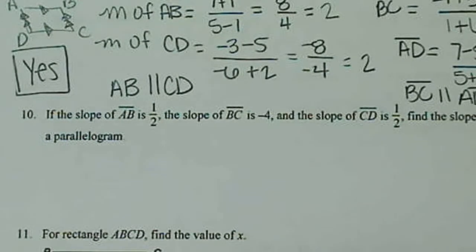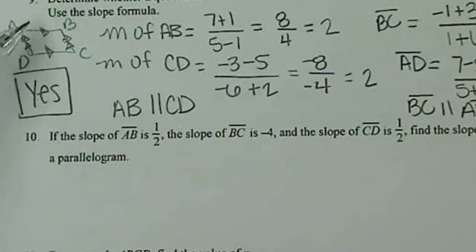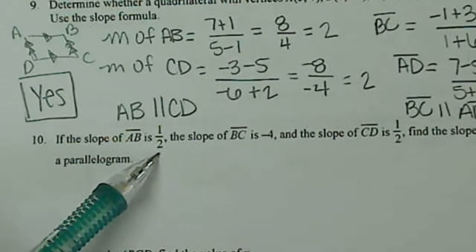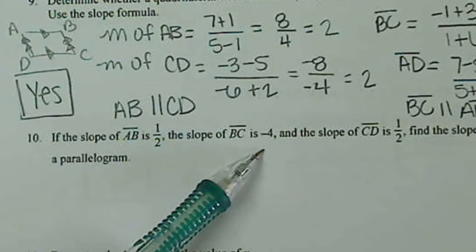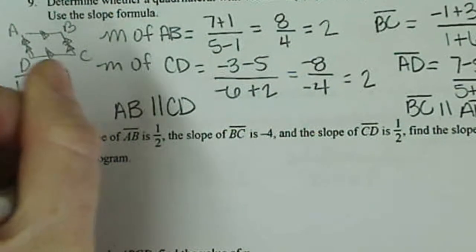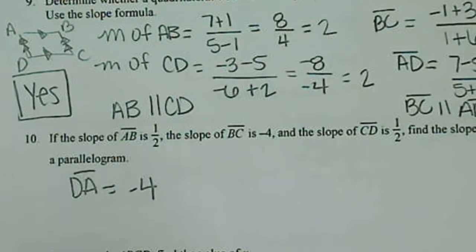Alright, number 10. If the slope of AB is 1/2, the slope of BC is negative 4, the slope of CD is 1/2, we want to find the slope of DA. So if you think about our little picture we drew up here, remember 2 slopes are the same and 2 slopes are the same. We have 2 slopes already that are 1/2, but we only have one that is negative 4. So in order for this to be a parallelogram, DA also has to be negative 4 for it to be met.